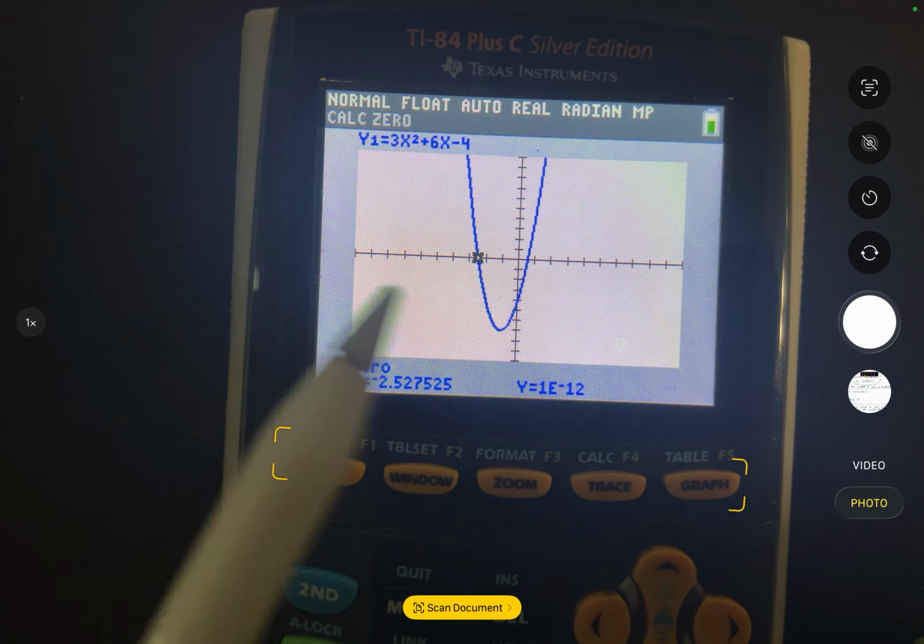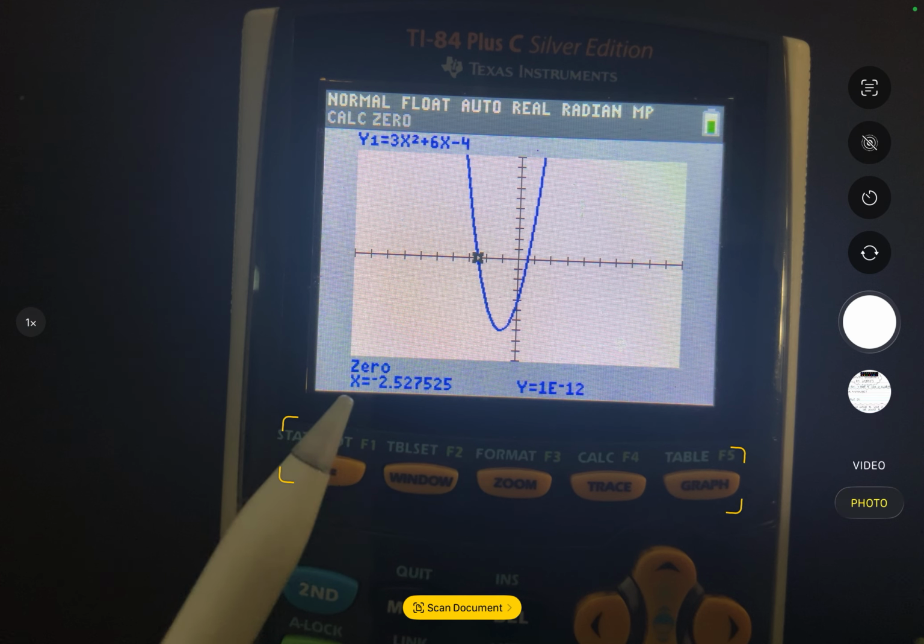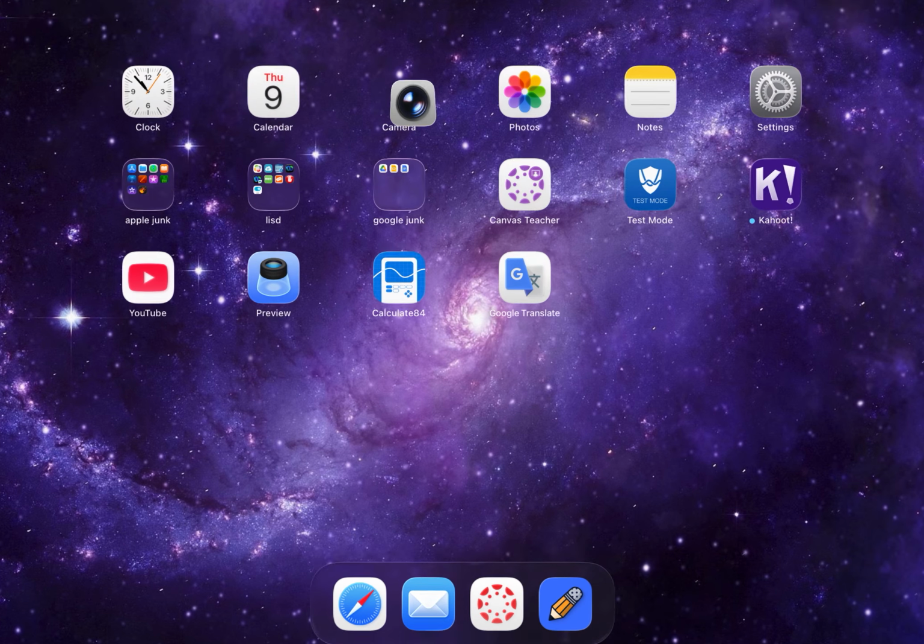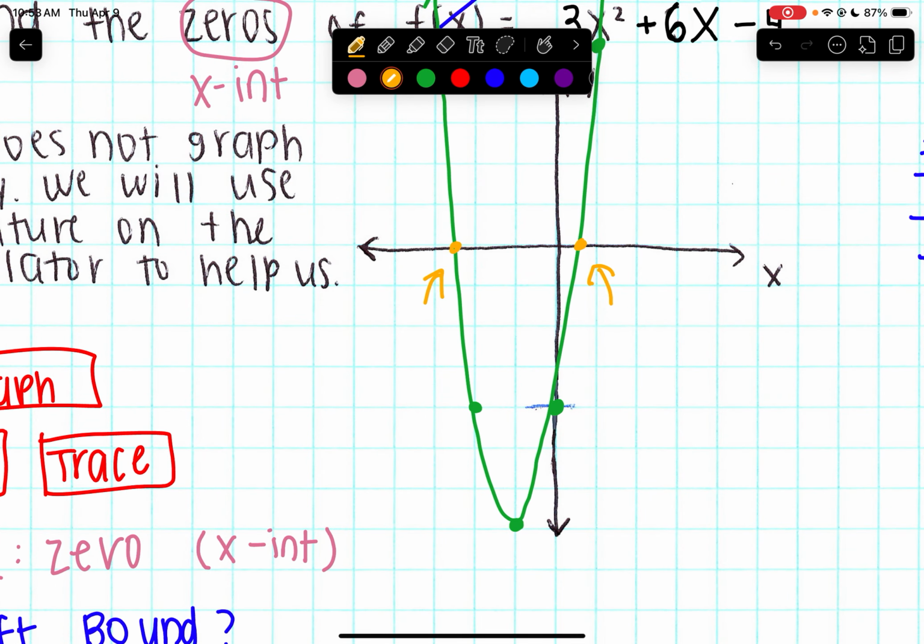When we press enter, we're going to be given the solution at the bottom here. So it's telling us the 0 is at the point -2.5275 and so on, comma 0. So I'm going to go back to my notes. Now that my calculator has found that for me, that is the point -2.53 comma 0, rounded to the hundredths place, 2 decimal places.